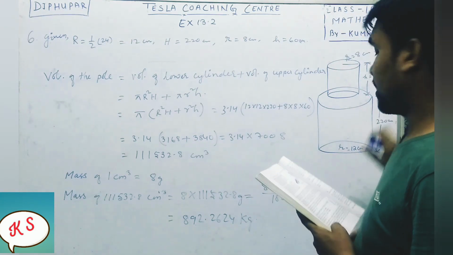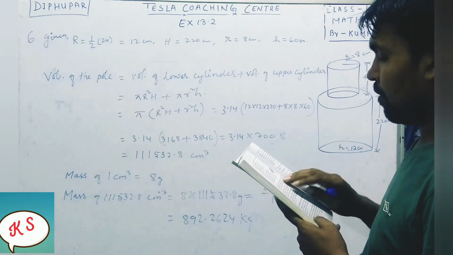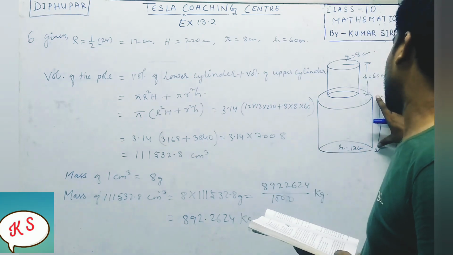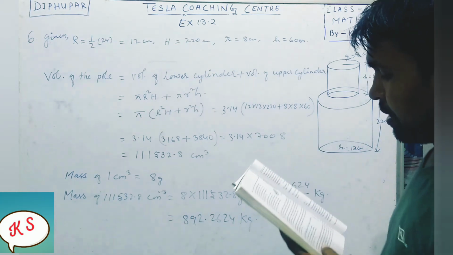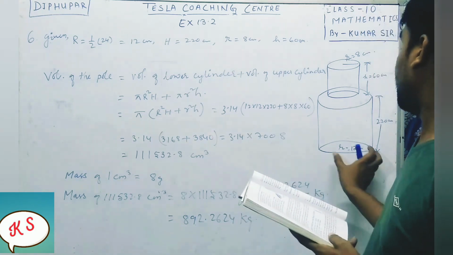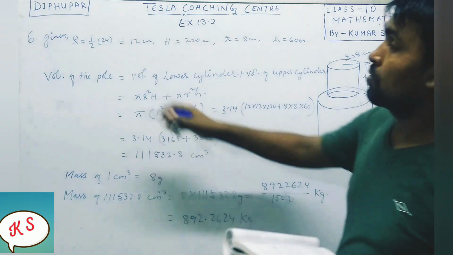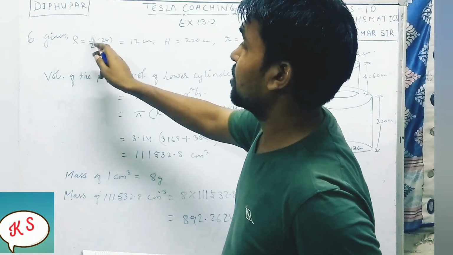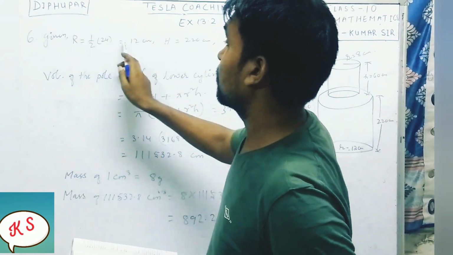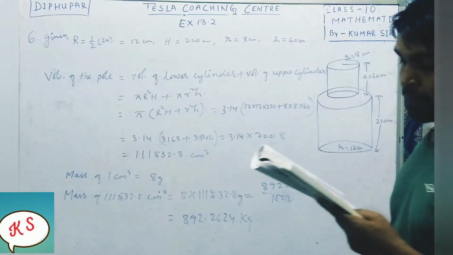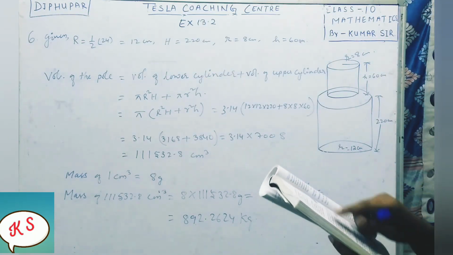Iron pole, okay. It consists of a cylinder of height 220 centimeters. So this is a cylinder of height 220 centimeters and base of diameter 24. So the base diameter is how much? 24. So if 24 is the diameter, then radius will be what? 24 divided by 2, so it will come 12 centimeters. Okay.